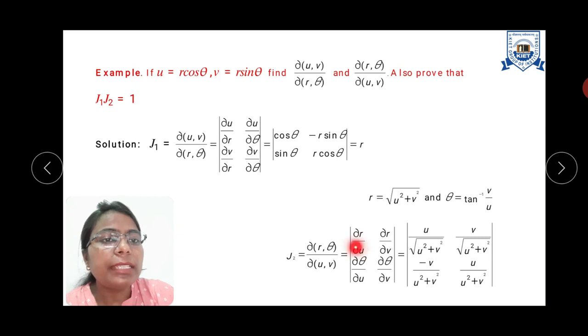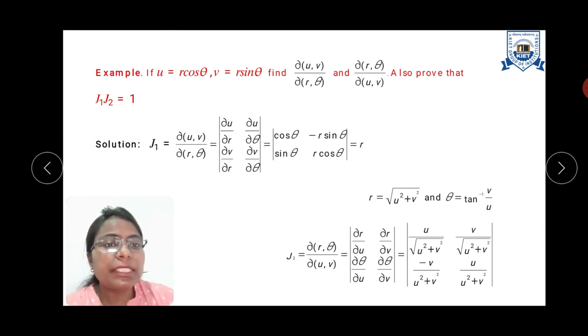Since r and theta are functions of u and v, the first row contains the partial differentiation of r with respect to u and v, and the second row contains the partial differentiation of theta with respect to u and v. It means the first row is del r by del u, del r by del v, and the second row contains del theta by del u, del theta by del v.